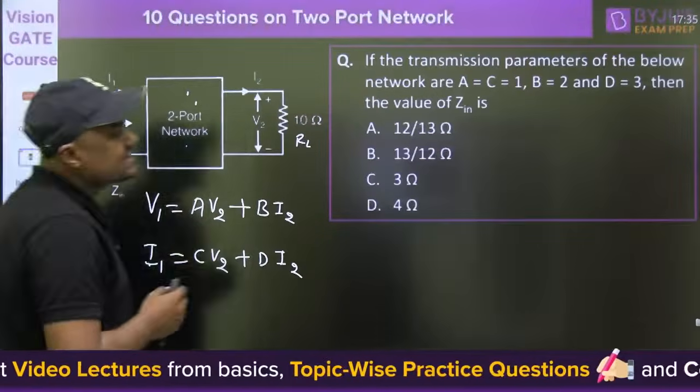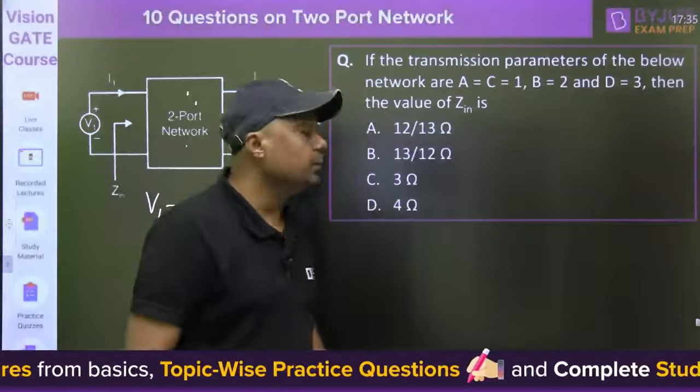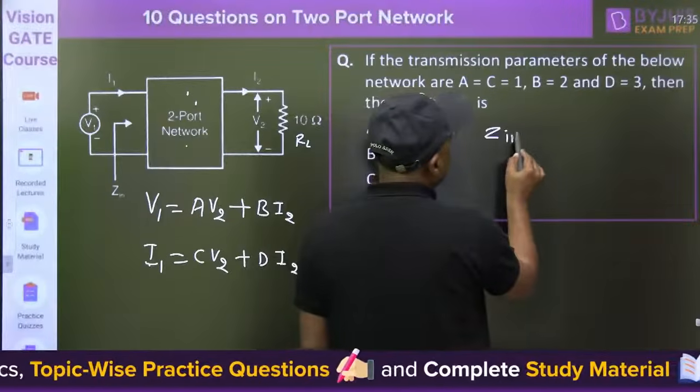The value of Z in means input impedance. Input impedance means V1 upon I1.